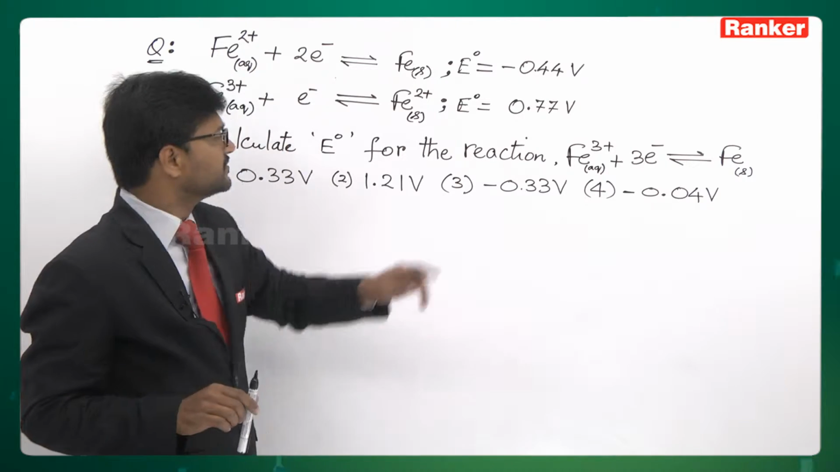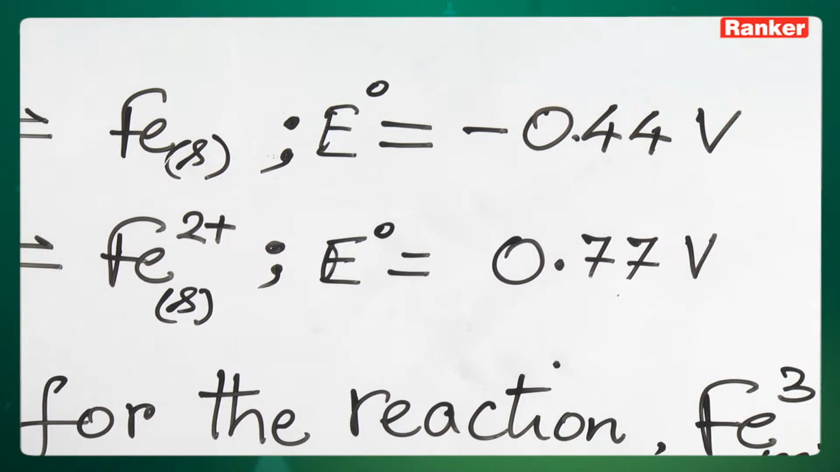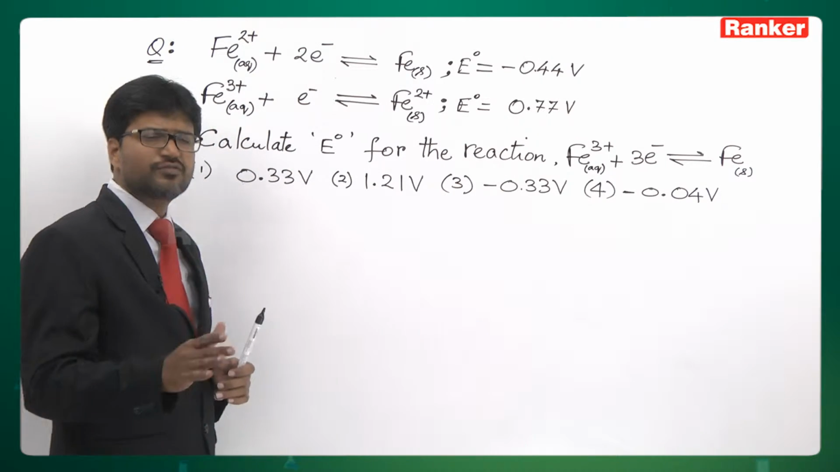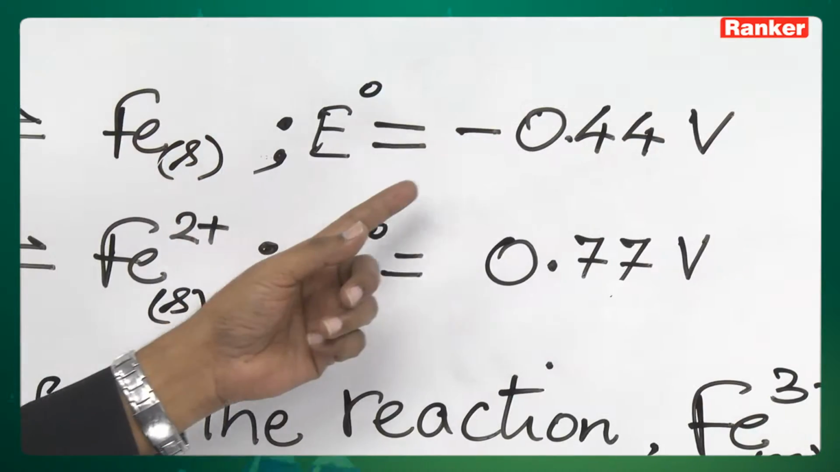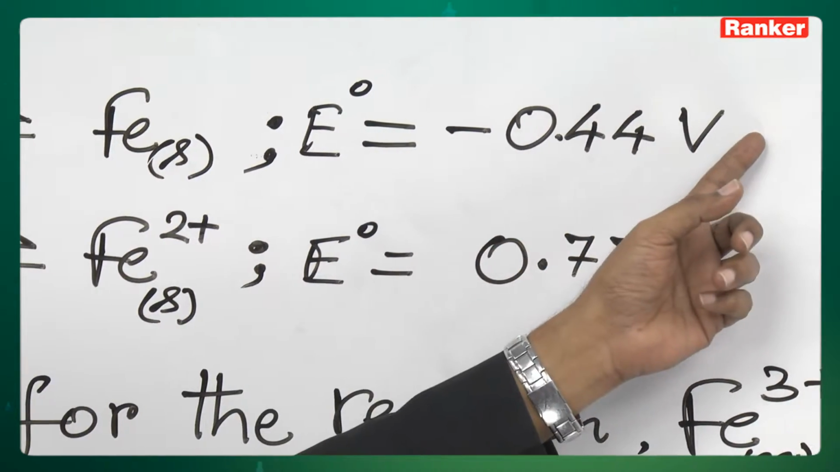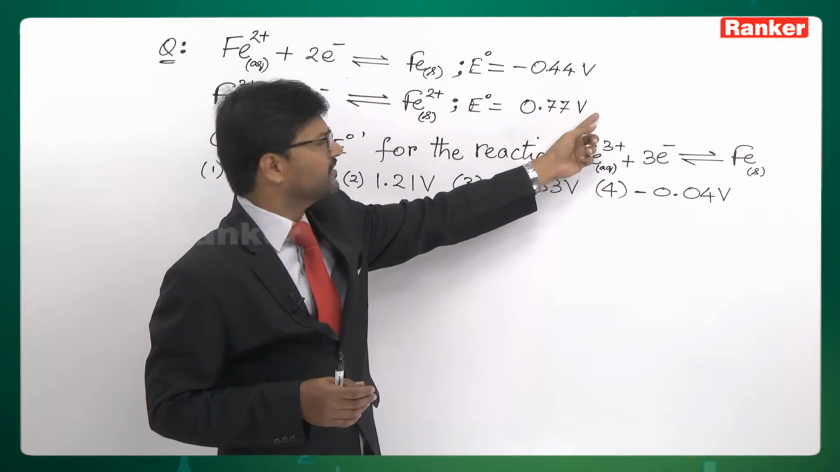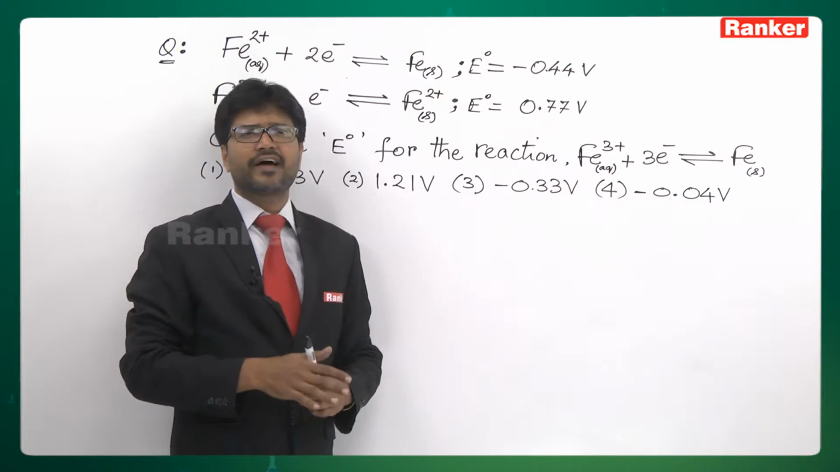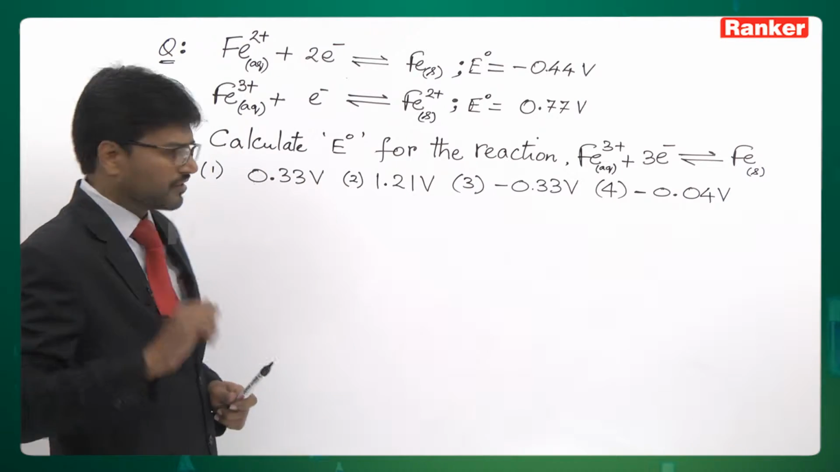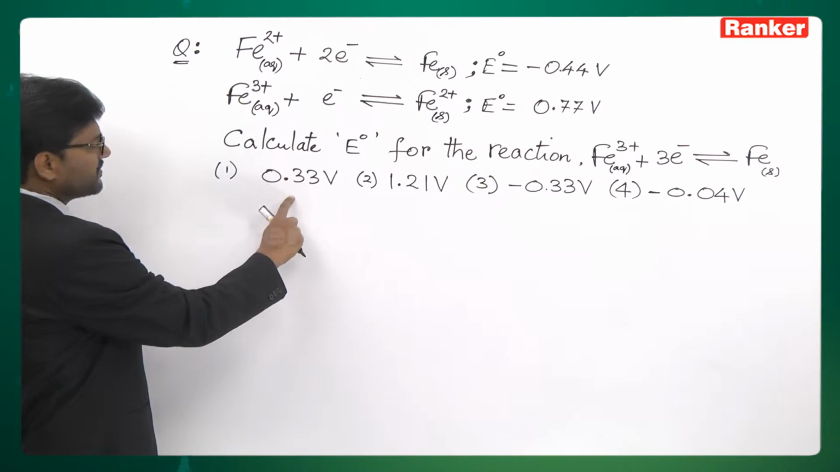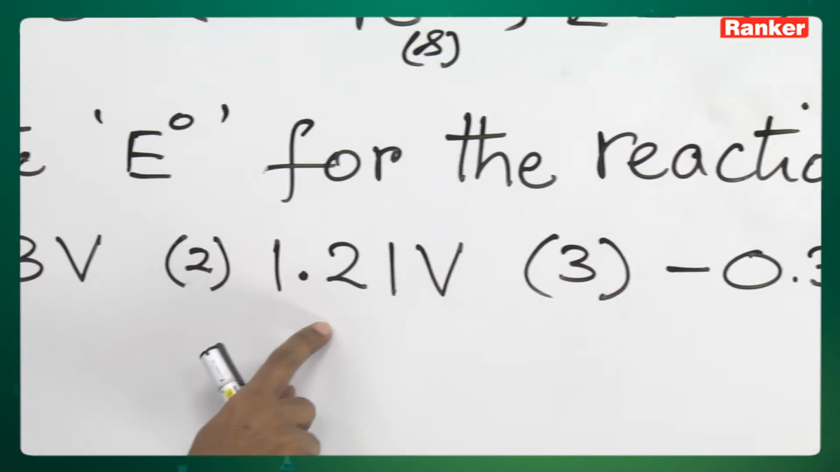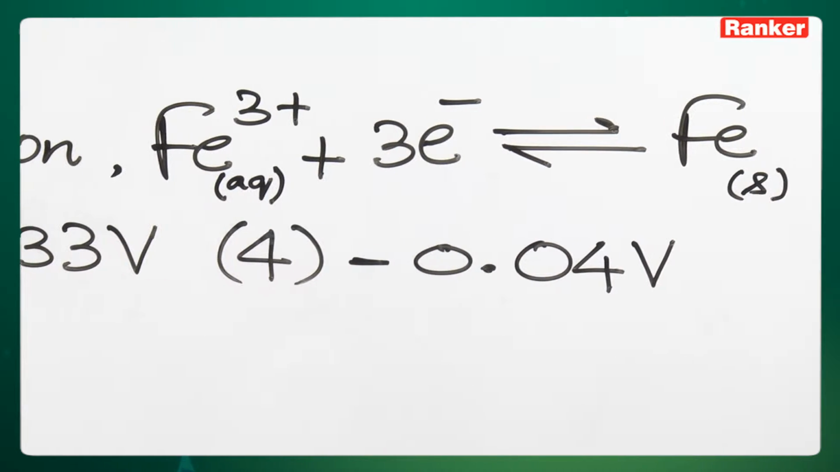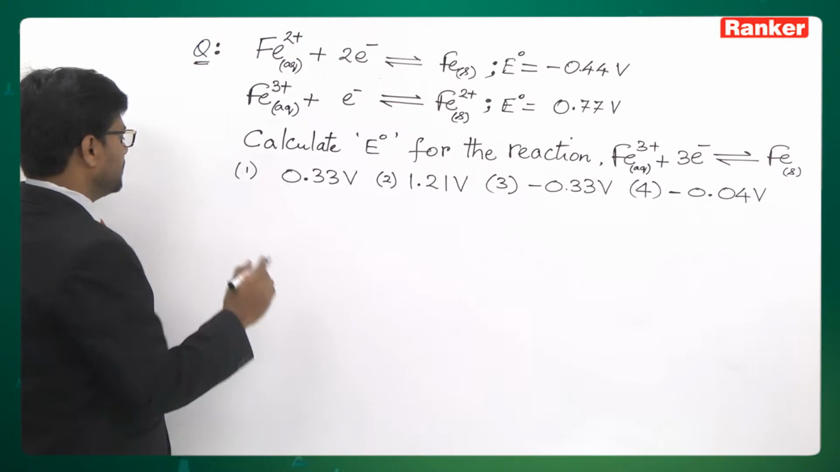So what we need to do is change these values to some extensive property. The extensive property we can use is delta G. So change it to delta G and add the two values. Find the corresponding delta G naught value for this and for the second equation, add the two values, you get delta G for this, and then from delta G, again find E naught. The options given are 0.33 volts, 1.21 volts, minus 0.33 volts and minus 0.04 volts. Let's try to find the correct answer.